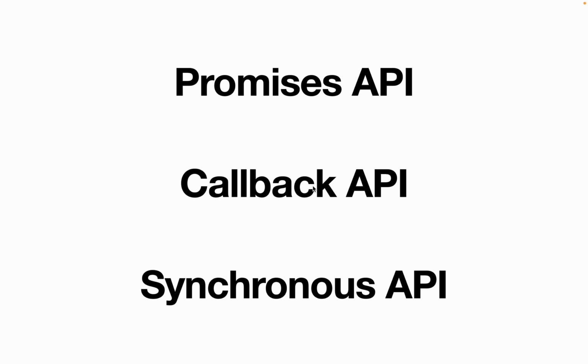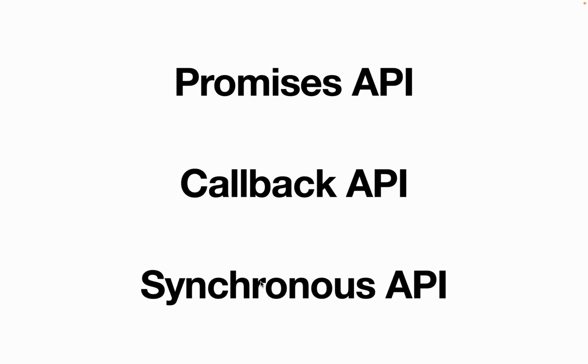Now, I haven't really done any benchmarking in this regard, but I'll make sure to do some and later on post something on the channel to show you how much faster the callback API is compared to the promises API, at least in the file system module. Now, about the synchronous API, you just try to stay away from it as much as you possibly could.